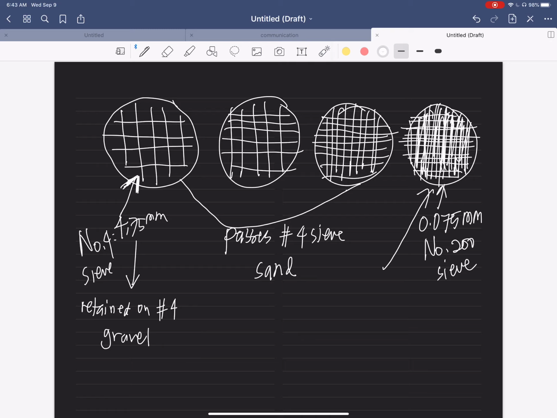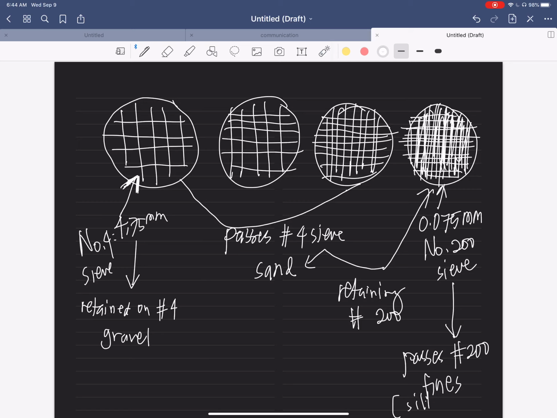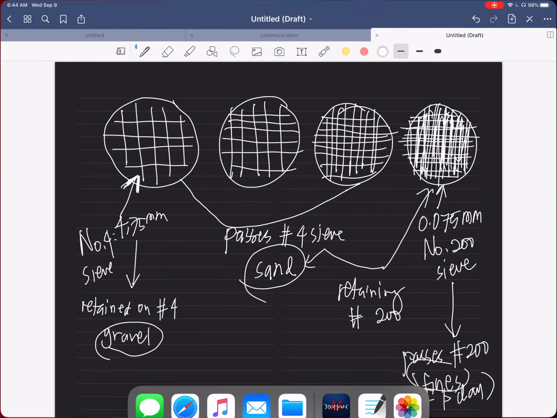the soil retained on number 200. Okay? So this is still considered sand. But the one that passes number 200 is considered fines, or silt and clay materials. So from there, you can determine the percentage of gravel, sand, and fine particles. That is being done in the laboratory actually, but we'll have an example on that.